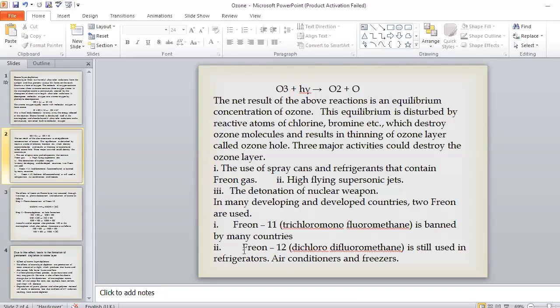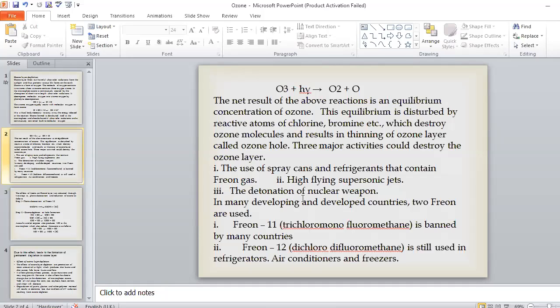that is Freon 11 and Freon 12, that is trichloromonofluoromethane and dichlorodifluoromethane. These are the two compounds which are used in air conditioners and refrigerators, that cause all these reactions. You should be able to explain them.